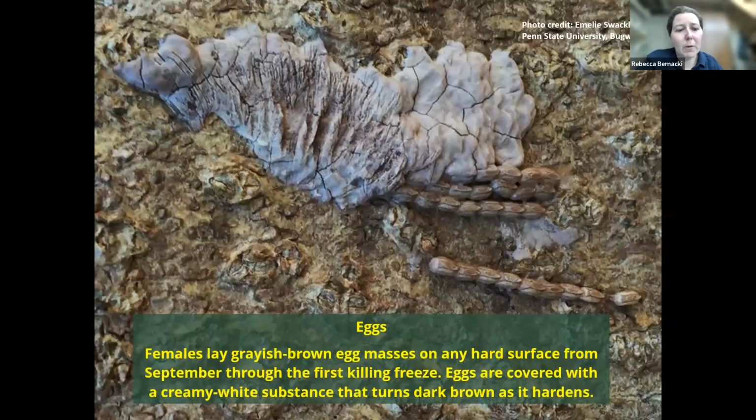The egg masses will be covered with a creamy white substance that turns dark brown as it hardens. It almost looks like a splatter of concrete to me when I look at it.